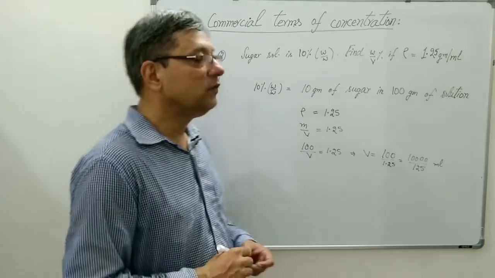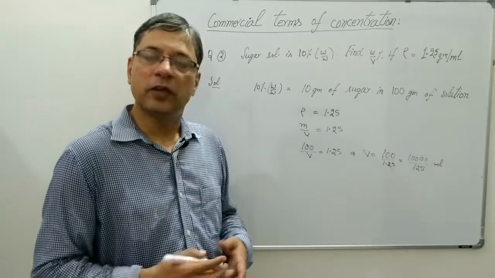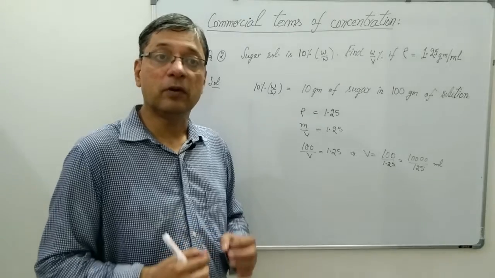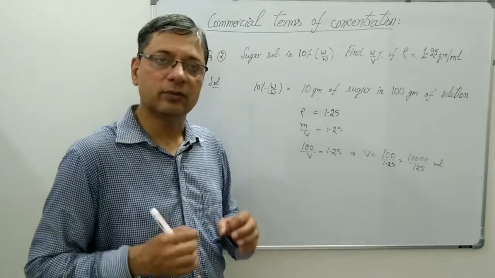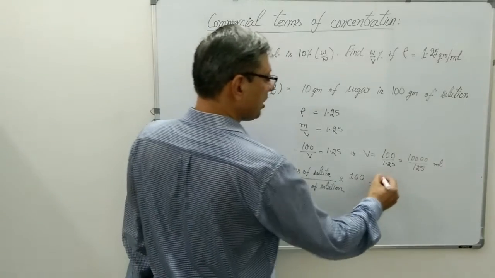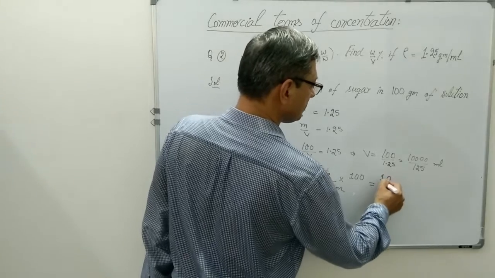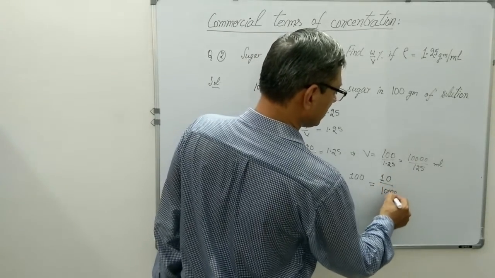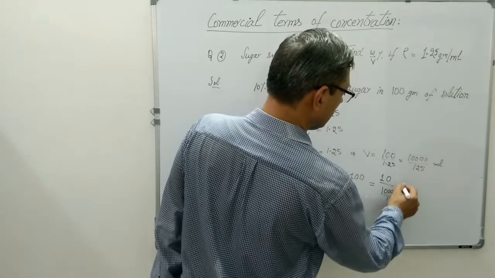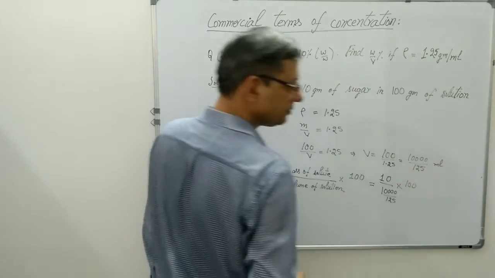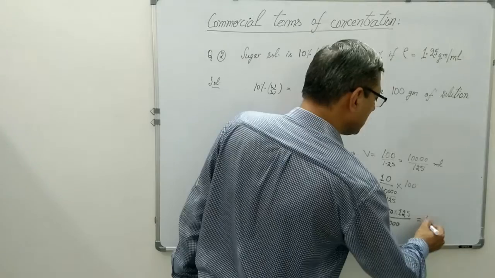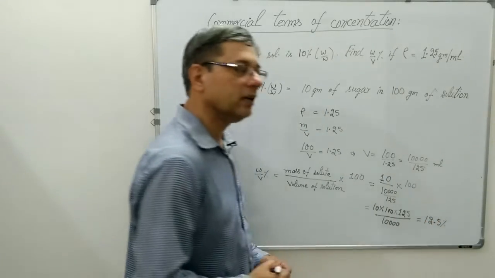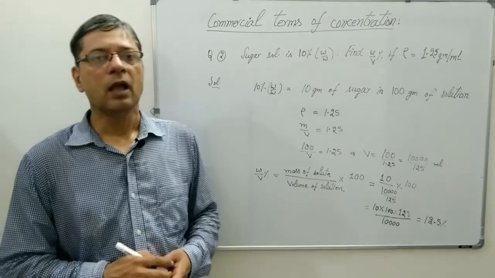We have to find weight by volume percentage. Weight by volume percentage means we have to find the mass of solute upon volume of solution into 100. Putting the values, mass of solute is 10. Volume of solution we have just calculated, 10,000 upon 125, and multiply by 100. Solving, the answer will be 12.5% weight by volume of solution.